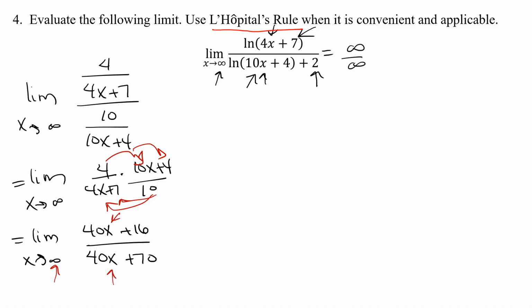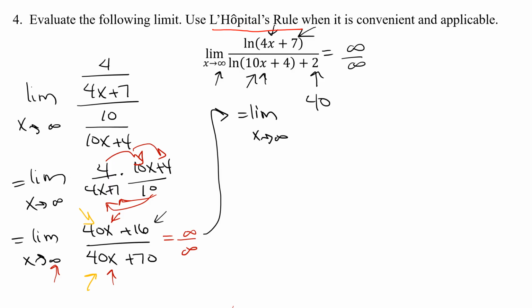So what's going to happen, right? If we were to plug in infinity for x, we can definitely see that the top and the bottom both are going to get larger and larger. So we know what that means: keep applying L'Hopital's rule. That means you can keep finding the derivative. So find the derivative of your numerator and the derivative of your denominator. The derivative of 40x is 40, and the derivative of 16 would be 0. Then in the bottom, the derivative of 40x, again, is 40, and the derivative of 70 is 0.